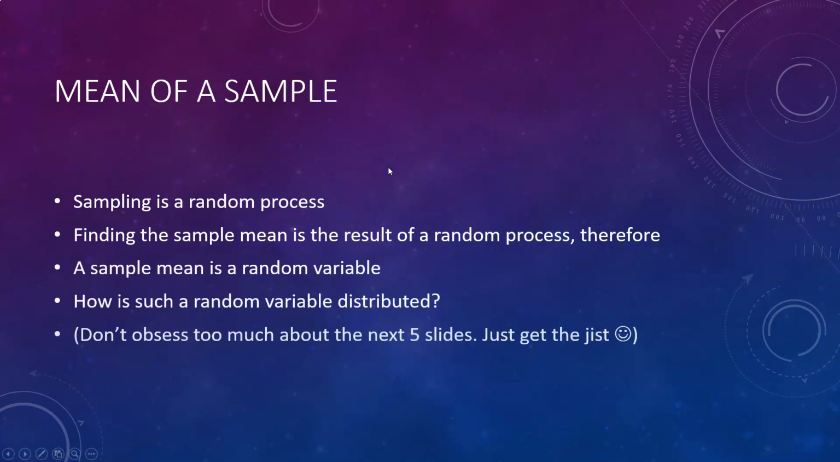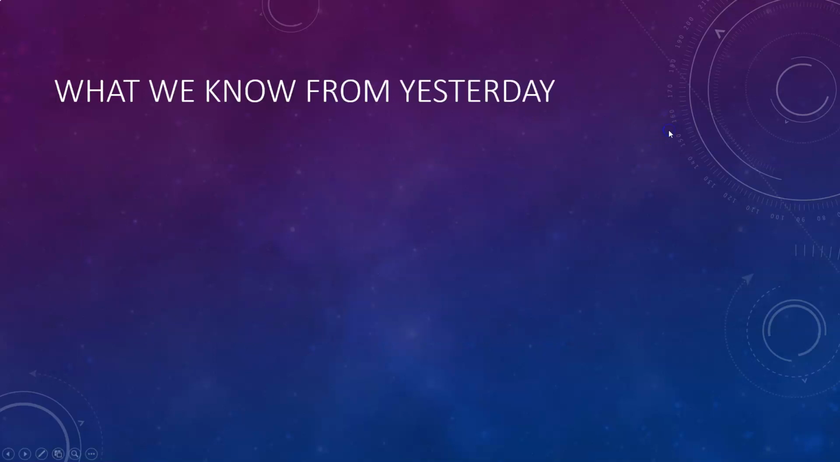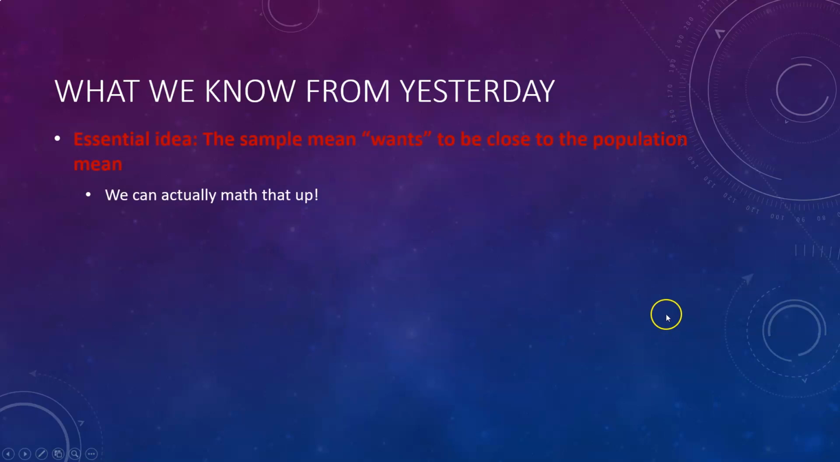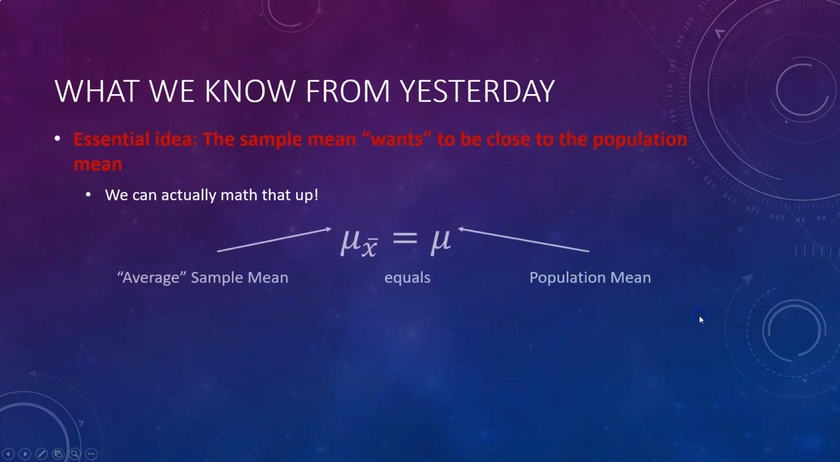The first conclusion, and don't obsess too much about the next few slides, just get the gist: the mean of a sample wants to be close to the population mean. There's that tendency there, and we can express that mathematically. The average sample mean is the same as the mean of a population. Well, what's a mean sample mean?